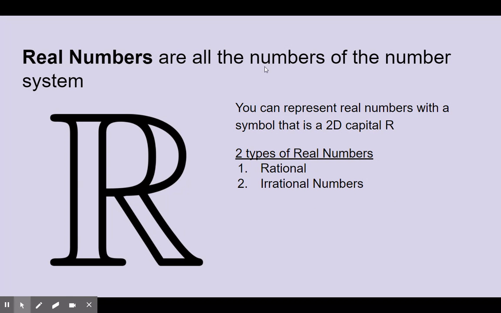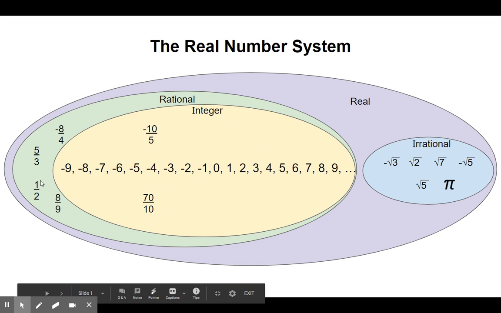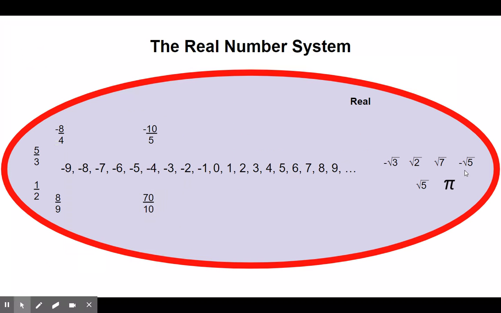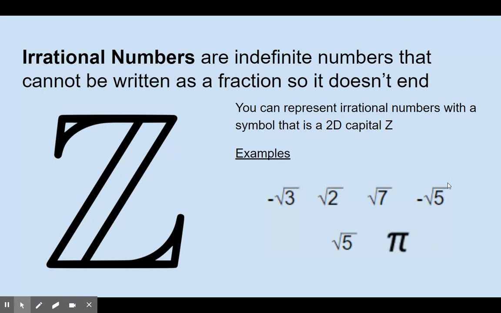So real numbers are all the numbers of the number system. And then you can represent real numbers with a symbol that is a 2D capital R, like this. And then there are 2 types of real numbers. We have rational or irrational numbers. All right, so if we go back, we can look at the green or the blue. Here we go. So here are the real numbers. It includes all of these numbers here. If you want to break it down to the 2 groups, here are the rational numbers and then the irrational numbers.